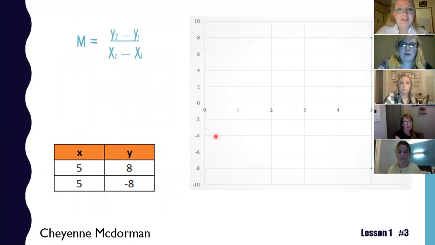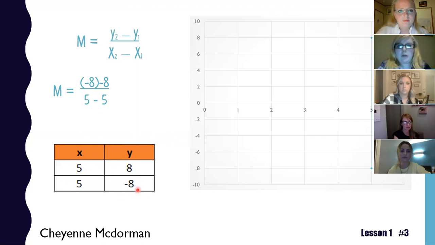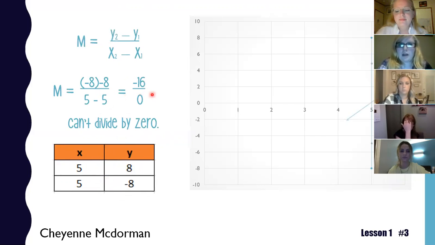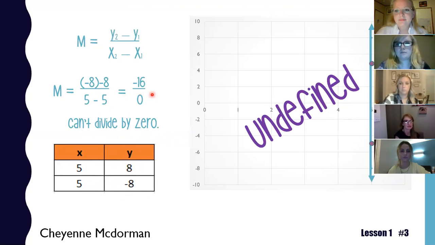All right, so part B of this question, we're going to be finding the slope of this function. So we notice that it doesn't rise and it doesn't run. So we're going to take the y2, which is negative 8, and subtract 8 and put that over 5 minus 5, which will give us negative 16 over 0. And well, we can't divide by 0, so this function would be undefined.